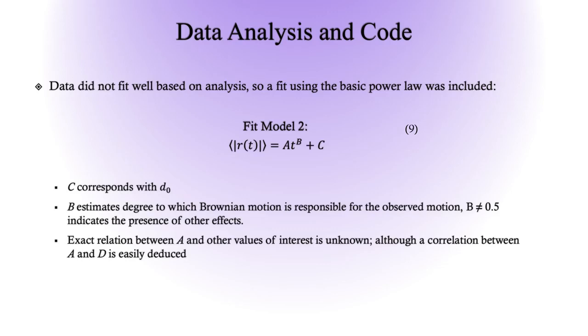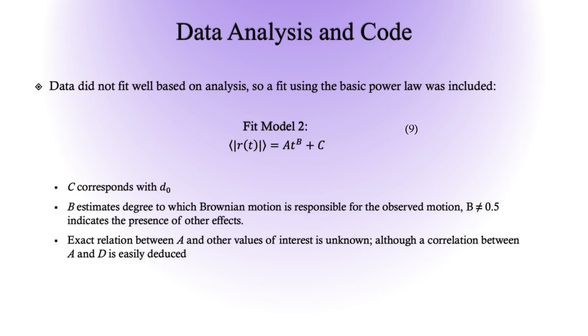C is intended to account for the initial displacement of the particle and is analogous to d0 from fit model 1. B is an estimate of how much of the observed motion can be attributed to Brownian motion, with B values other than 0.5 suggesting that other effects are present. Since we use the general power law, not much is known about A except that it is some rate coefficient. A relationship between A and the diffusion coefficient can be found, but knowing the exact relationship between these quantities is inessential to this project.